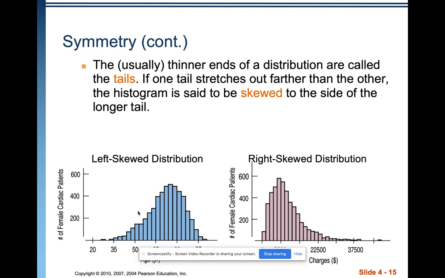So if you look here, we have a left skewed distribution. And what that means is that the observations that are made extend further to the left than to the right. You can see it trails off further here to the left than to the right. So again, it's the tail that tells you the direction, not the mode.